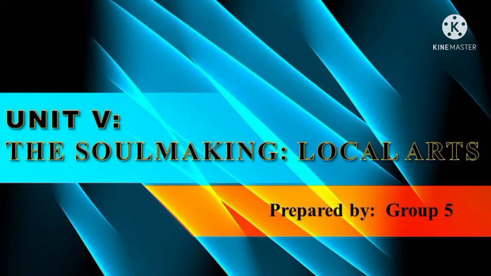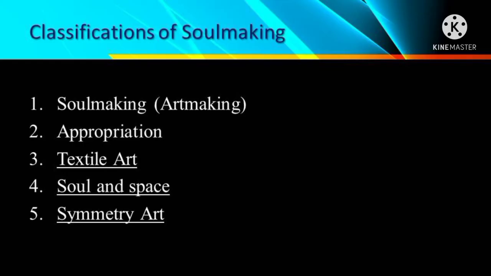So, we are the last group to present, and our topic is a continuation of group 4, the soul making into local arts. Along with my co-members, we will be reporting on the three remaining classifications of soul making: the textile, soul and space, and symmetry art.